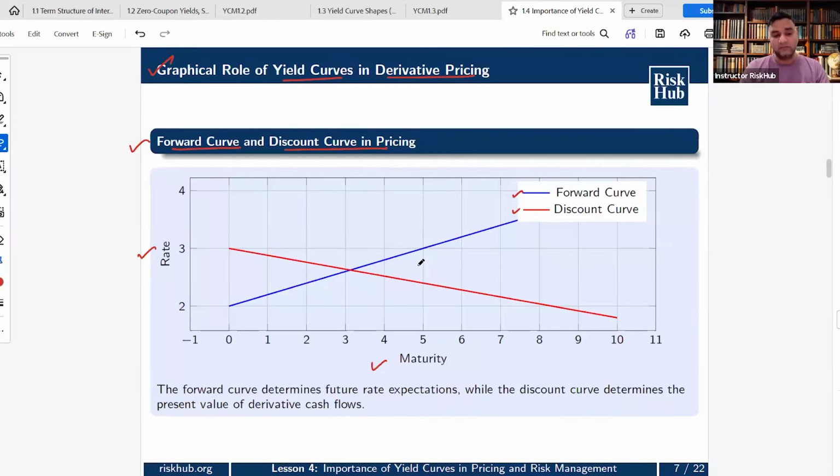The discount curve sets what future cash flows are worth today. In clarification, I'll add here the chart is schematic and the vertical axis is mislabeled for the red line. A discount factor is a unitless number that starts at 1 and falls toward 0, so it cannot sit on a rate axis between 2 and 4.